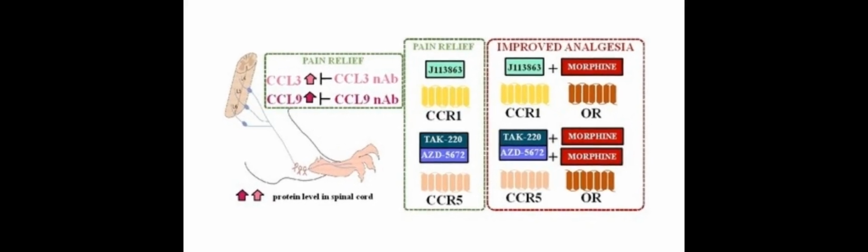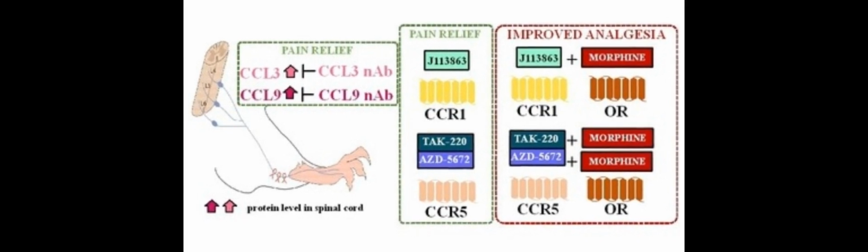Neuropathic pain is caused by damage to the nervous system, such as from nerve injury or disease. It can be extremely difficult to treat due to its complex nature. Recent research has found that certain chemokines, which are proteins involved in inflammation, may play a role in neuropathic pain.